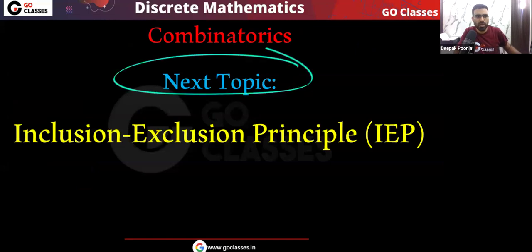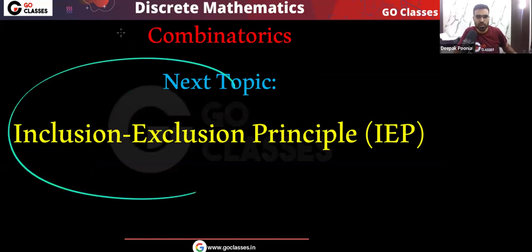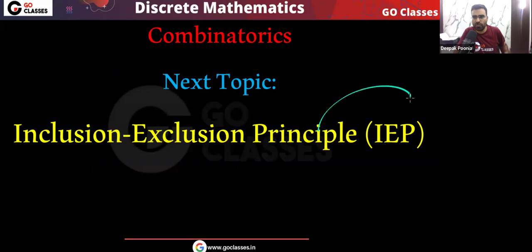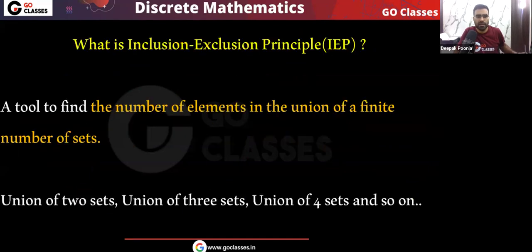The next topic in combinatorics that we need to study is the inclusion exclusion principle. In short, we will call it IEP. So let's study what this inclusion exclusion principle is. The idea of inclusion exclusion principle is that it is a tool to find the number of elements in the union of a finite number of sets.